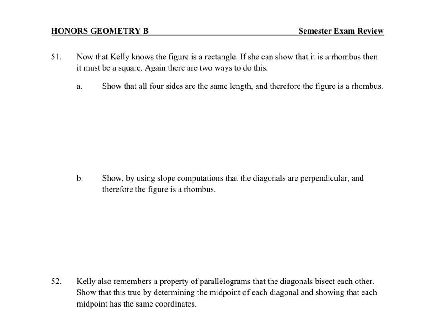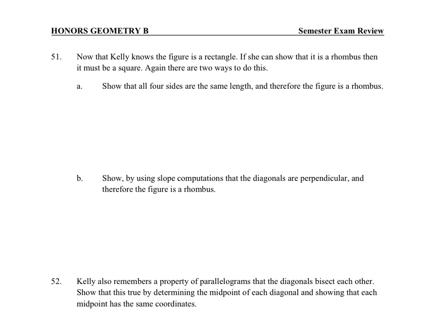Question 51. Now that Kelly knows the figure is a rectangle, if she can show that it is a rhombus, then it must be a square. Again, there are two ways to do this. Part A says, show that all four sides are the same length, and therefore the figure is a rhombus. This means that we need to find the length of AB, BC, CD, and DA.